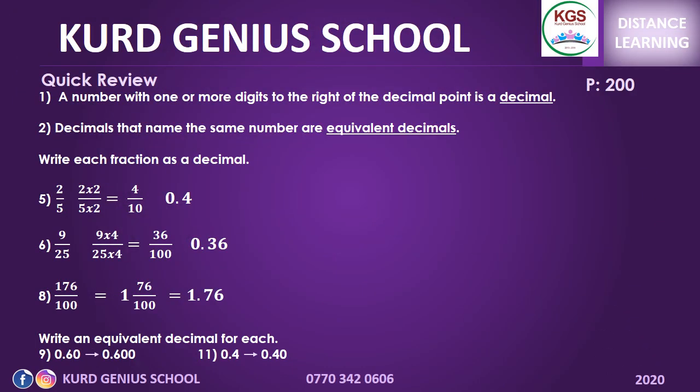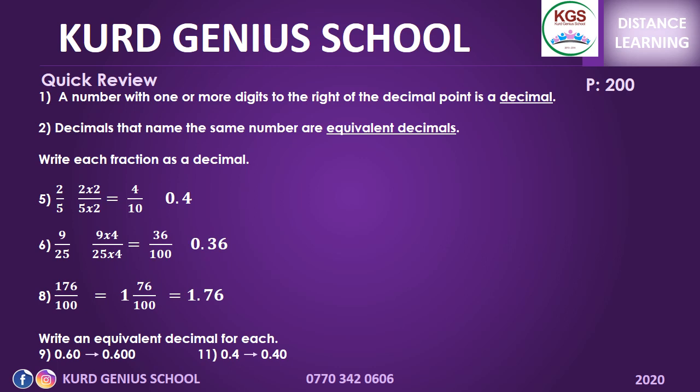By now, we have finished chapter 10. Before we start studying any new chapter, we used to have a quick review of the previous chapter. So, let's have a quick review of chapter 10. Number 1. A number with one or more digits to the right of the decimal point is a decimal. Number 2. Decimals that name the same number are equivalent decimals.